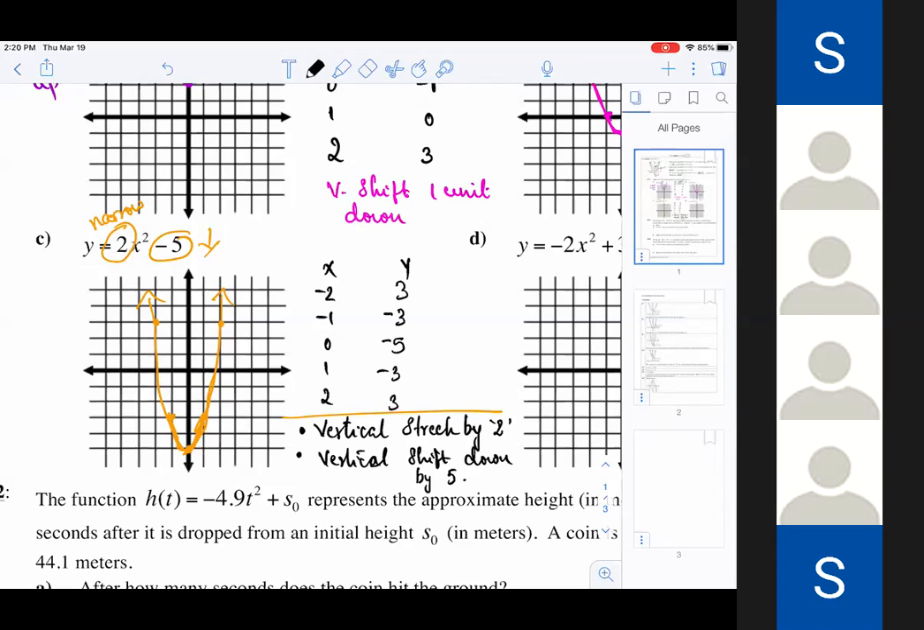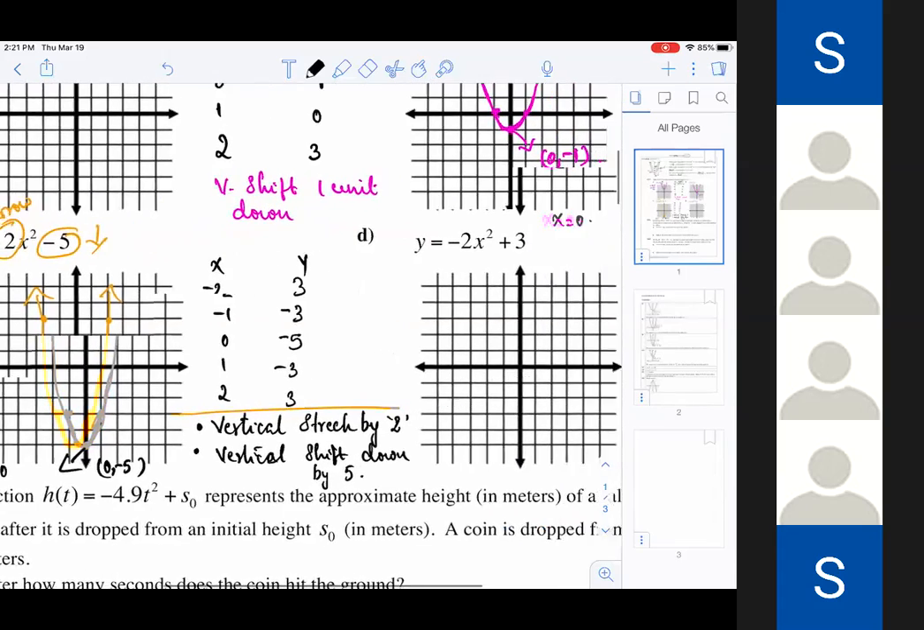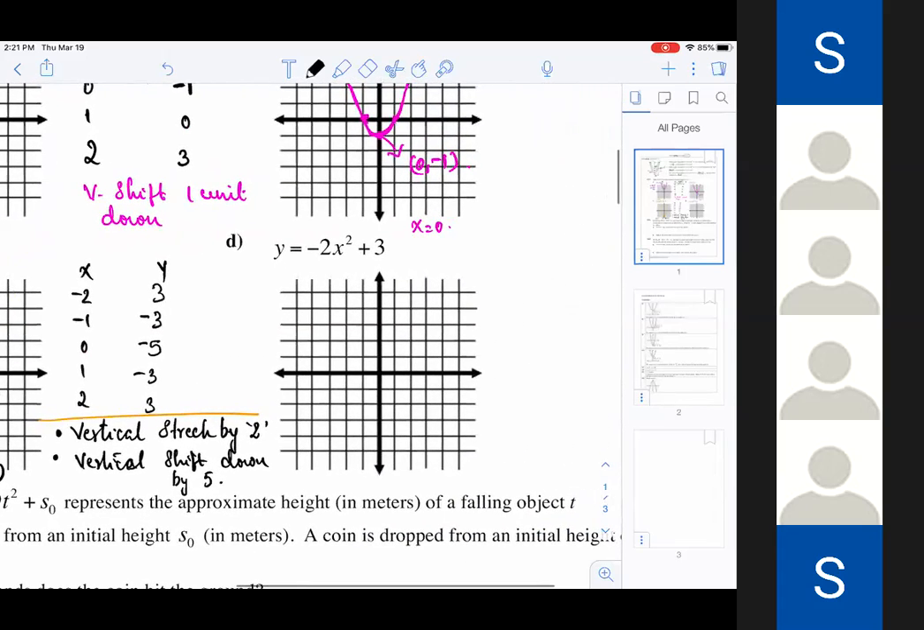So the graph became much narrower because of the 2. It also moved down 5. Can you tell me the vertex? 0, -5. That's correct. Axis of symmetry, it's still x is equal to 0. It didn't affect the axis of symmetry, but it did affect the vertex. Okay, why don't you guys try D on your own?